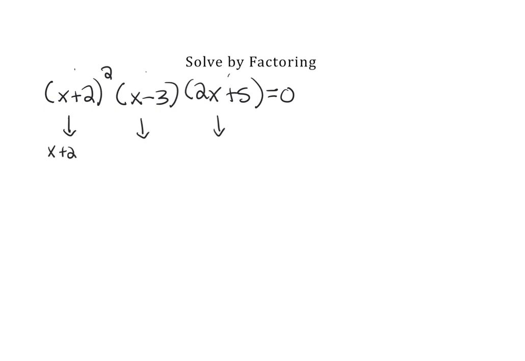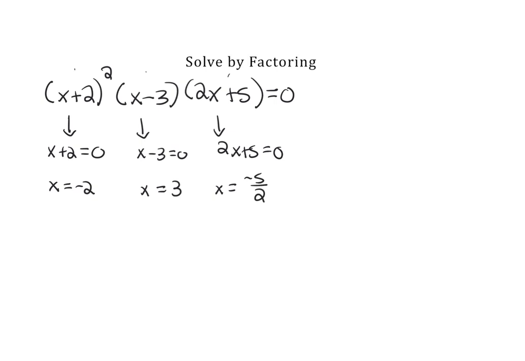So remember, x + 2 = 0, and you solve it. x - 3 = 0. 2x + 5 = 0, and you just solve all of them. So this will have a zero at -2, this will have a zero at 3, and this will have a zero at -5/2.